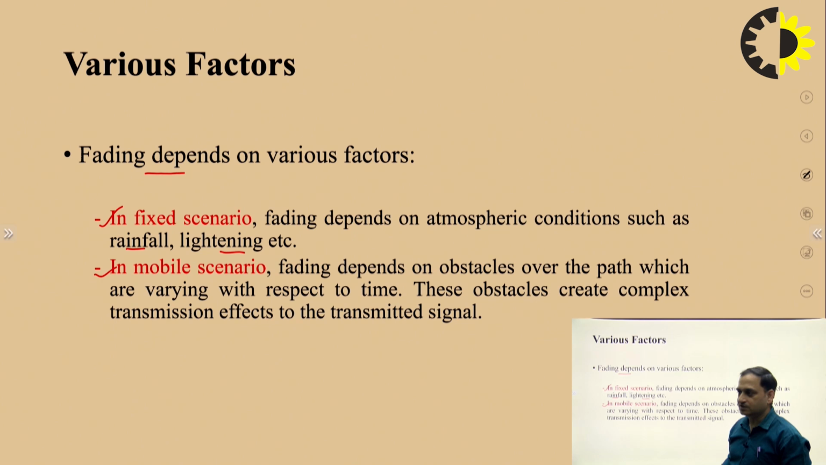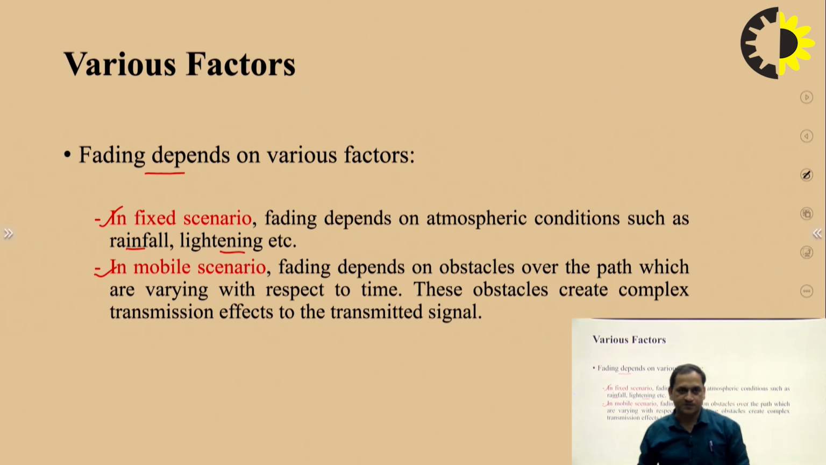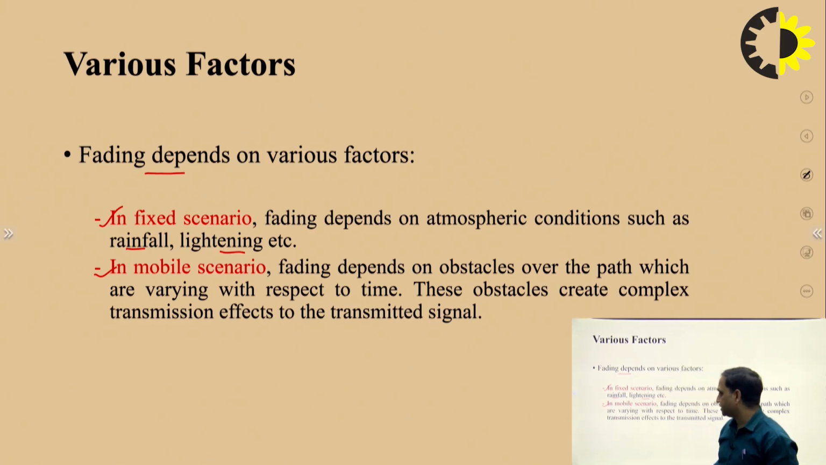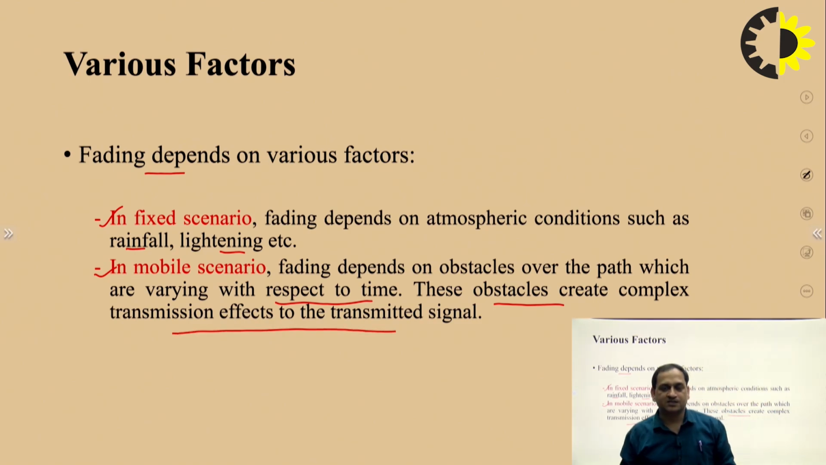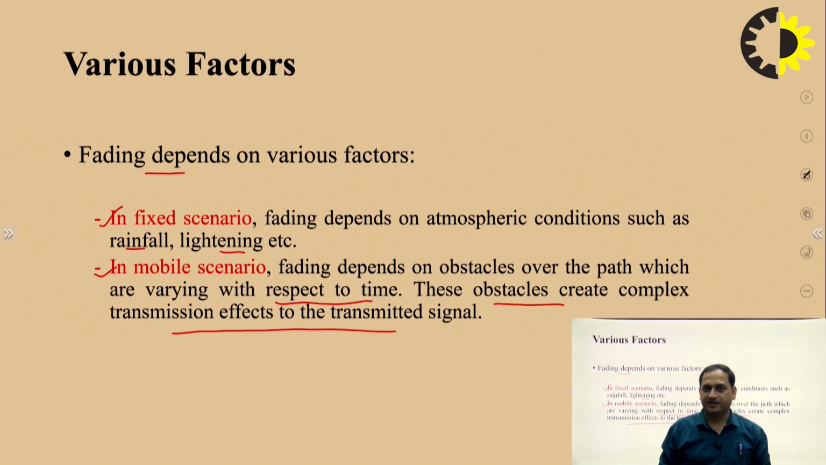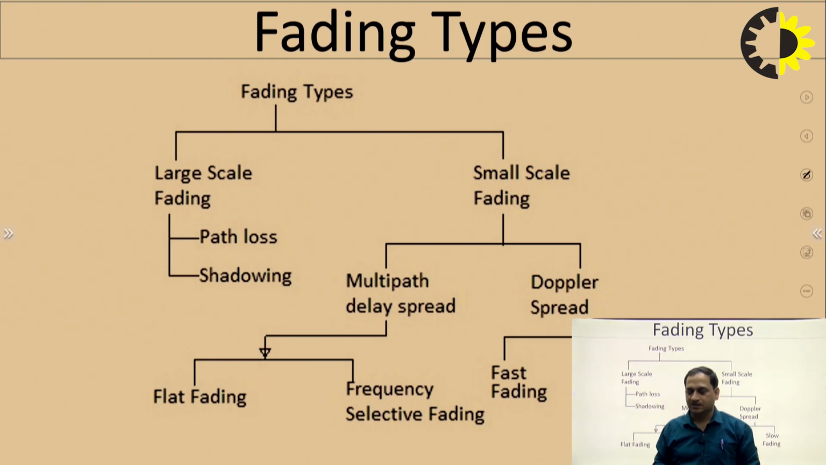In the mobile scenario, fading can be experienced based on the obstacles over the path, or with respect to time. As the signal strength is changing with respect to time, these time varying phenomena occur in the mobile scenario and impact the fading concept. These obstacles create complex transmission effects on the transmitted signals. In this way the fixed scenario and the mobile scenario are both responsible for fading. Fading is nothing but the deterioration of the signal strength when it is transmitted by the transmitter.